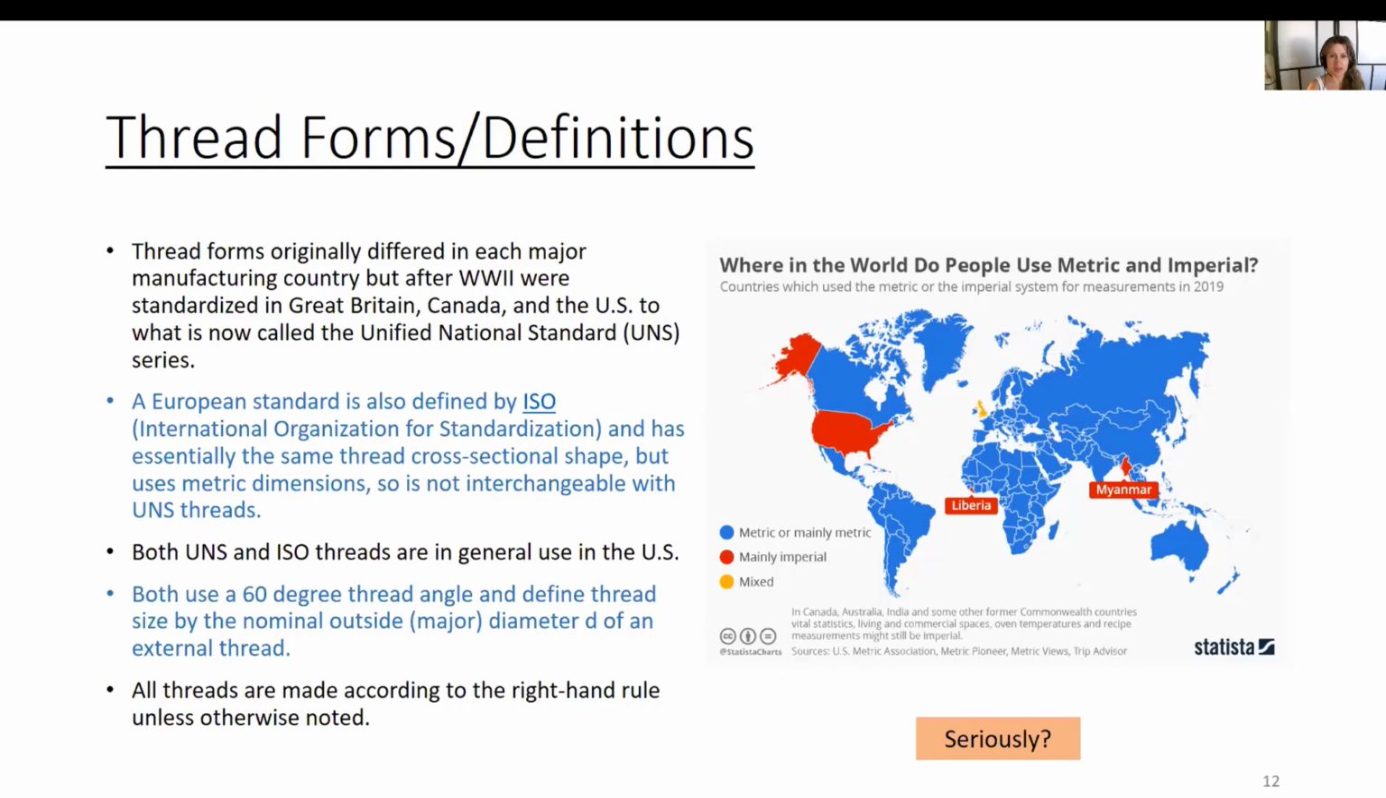So if you go into a Mustang, you would surely find both UNS and ISO fasteners. Both of them are in general use in the US. Both use a 60-degree thread angle and define thread size by the nominal outside or major diameter of an external thread, and all threads are made according to the right-hand rule unless otherwise noted. So I just thought it's interesting, where in the world do people use metric and imperial or English units? So we are definitely in the minority, but we are still a mixed units country.